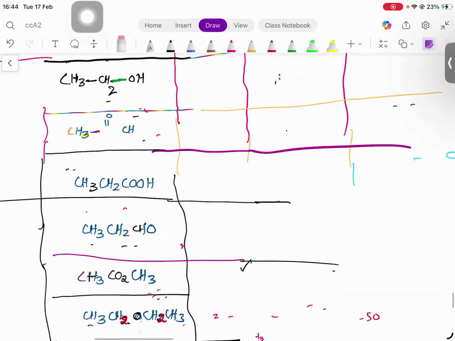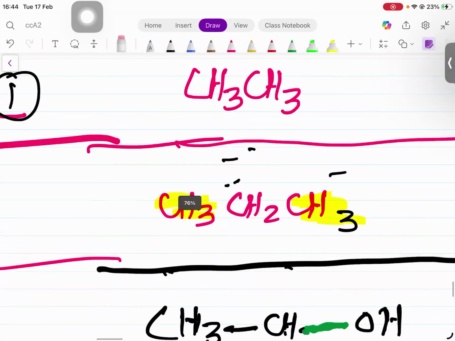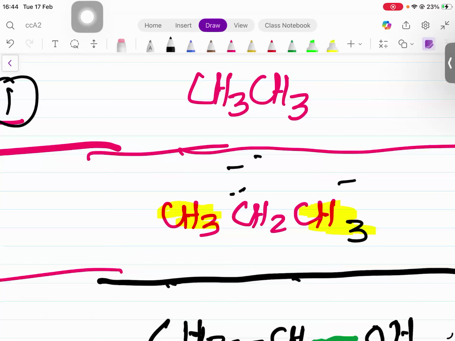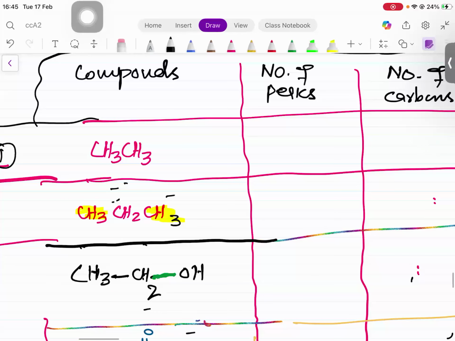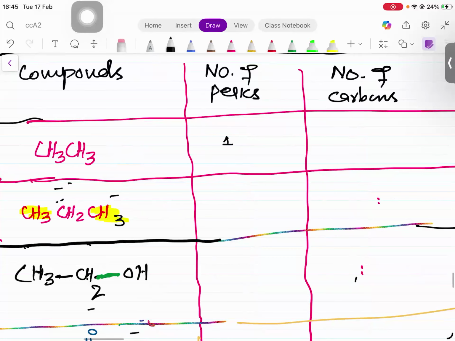Now, starting with this, can you draw this compound with you? The first one. What is this compound? Ethane, containing how many carbons? 2. How many peaks in carbon-13 NMR spectrum? 1. Although there are 2 carbons, as these 2 carbons are exactly the same, they are in the same chemical environment, so they are going to contribute to 1 peak. And number of carbons contributing towards that peak? 2.